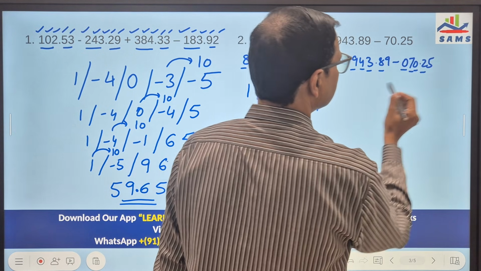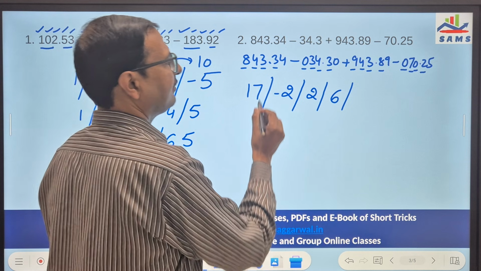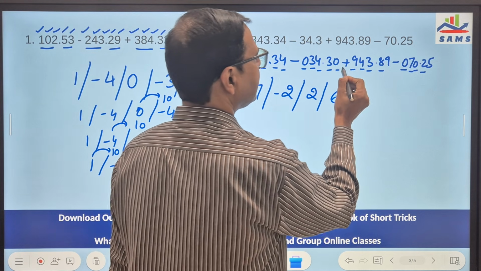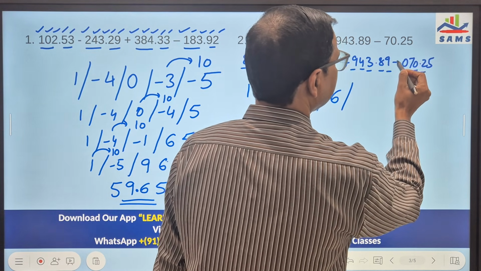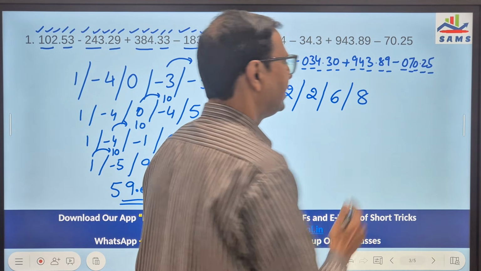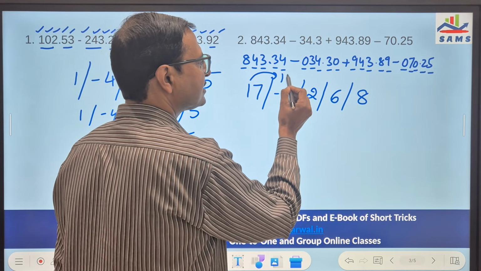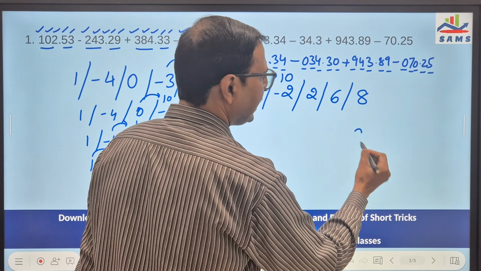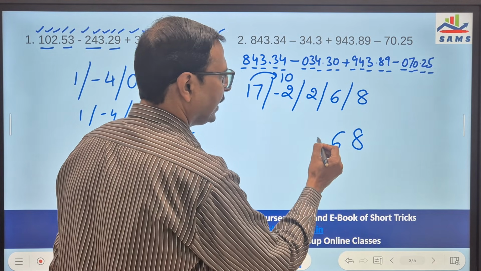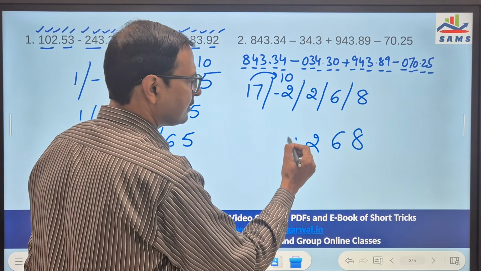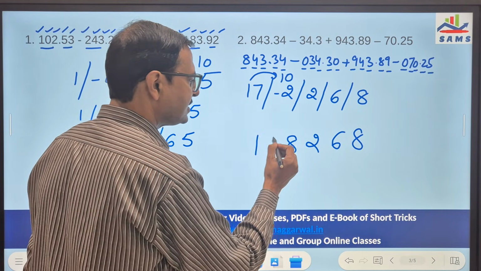8. 8 minus 2, 6. And then lastly 4 minus 0, 4. 4 plus 9, 13. 13 minus 5, 8. See, we have all positive numbers. We just need to borrow 1 from here, subtract this from 10. You get 8, you get 6, you get 2. 10 minus 2 becomes 8 and 17 becomes 16.